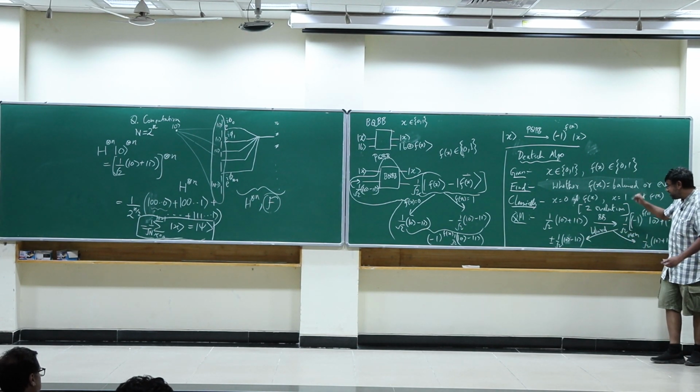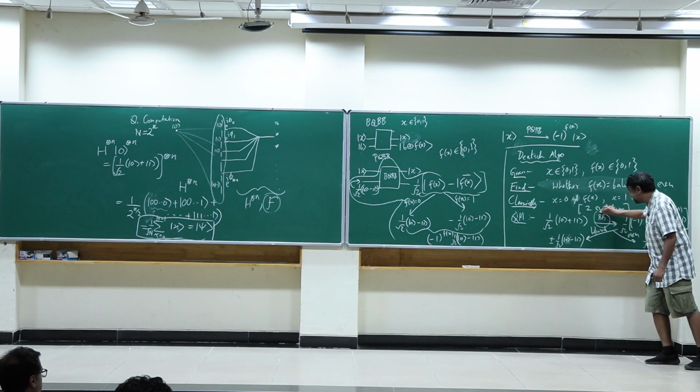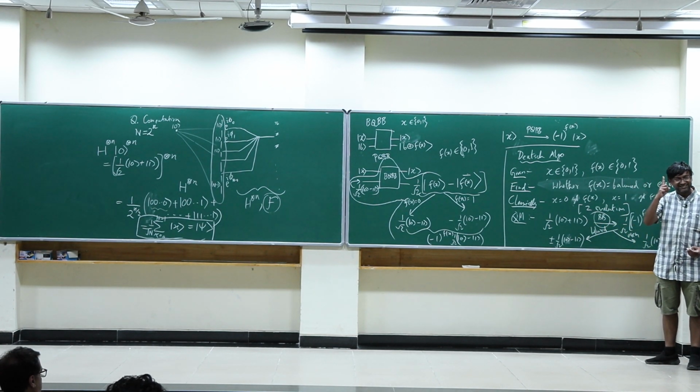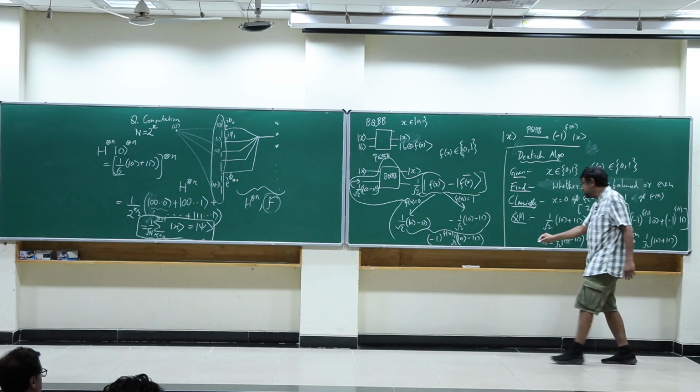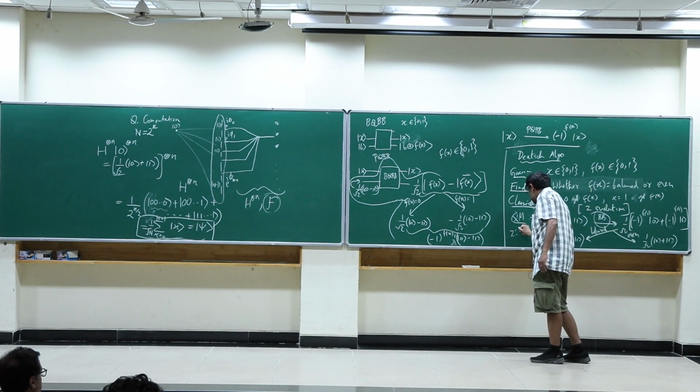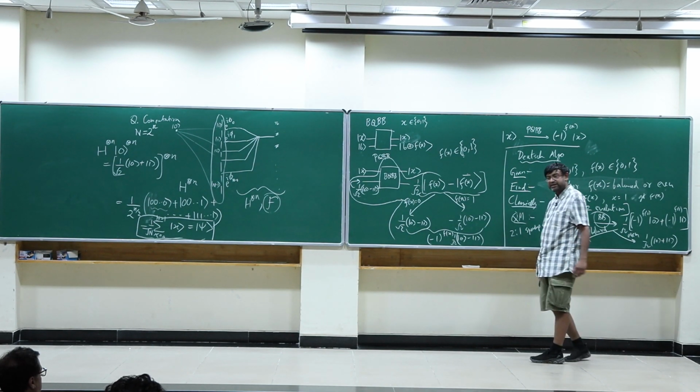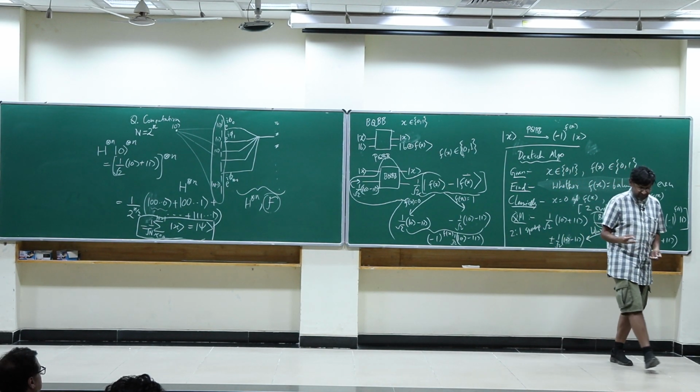But how many goes of the black box did I require? Just one. So you have a 2:1 speed up. Not very impressive.